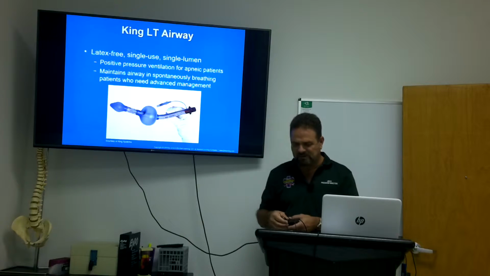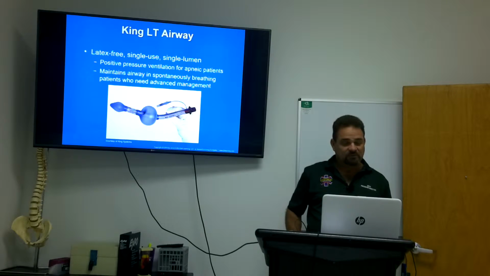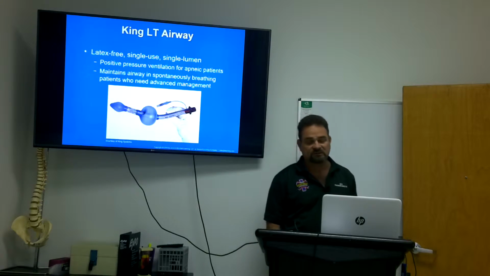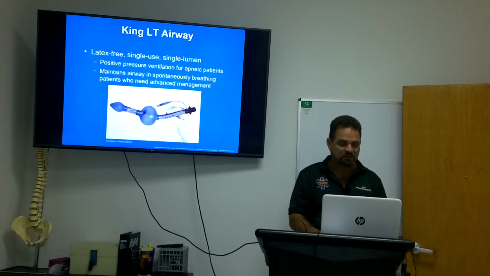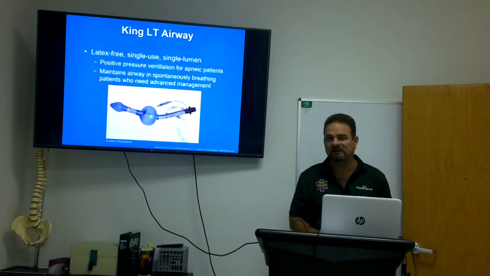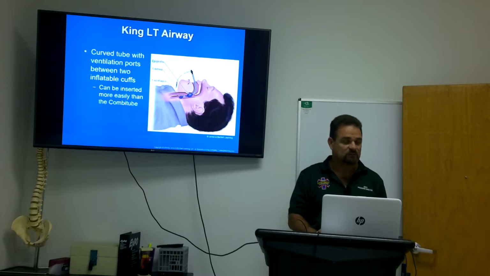First one we're going to talk about is the King LT. That's the King LT airway. It's a supraglottic airway device. King LT is latex free. It's single use, single lumen type of airway. It's blindly inserted into the esophagus, and it can be used to provide positive pressure ventilation in patients that are apneic, and maintaining a patent airway in spontaneous breathing patients who require an advanced airway. It's in adult and pediatric sizes, and we can use our end-tidal CO2 with it.